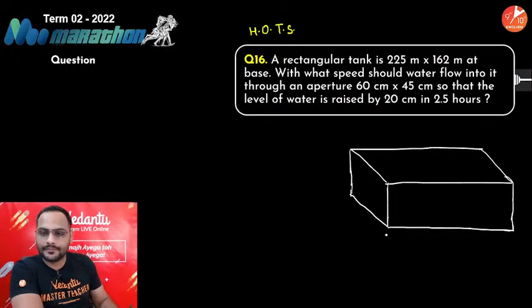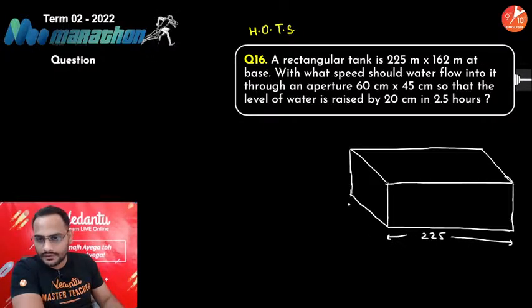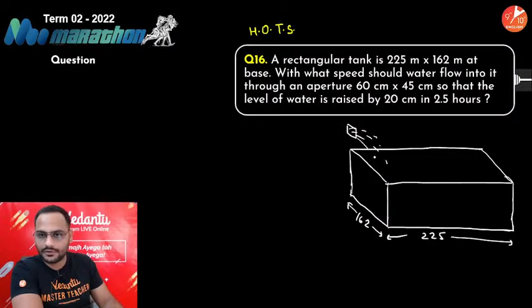All right, this is 225, this is 162. What do you want? Look, there is an aperture, some kind of hole from where water is coming out, flowing through it. This is what the question is. Okay, understand this. You need to understand this particular thing.